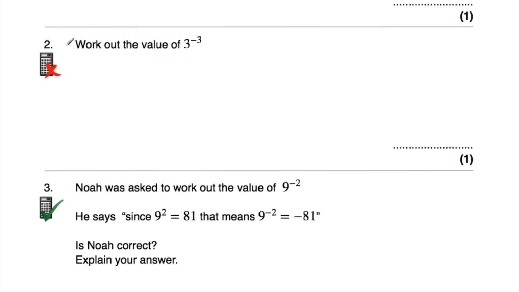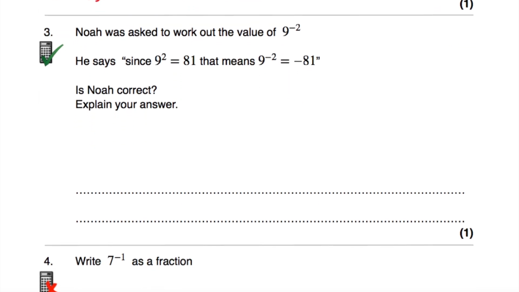Okay, let's have a look at our next question, question number 2. We've been asked to work out the value of 3 to the power of negative 3. So if we want to work out 3 to the power of negative 3, we do 1 over, and then we do the positive power, so it's going to be 3 cubed. Now let's work out what 3 cubed is. So we'll have 1 over, and then 3 cubed is 3 times 3 times 3. And 3 times 3 is 9, times 3 is 27. So the answer would be 1 over 27, or 1/27. So 3 to the power of negative 3 is 1 over 27.